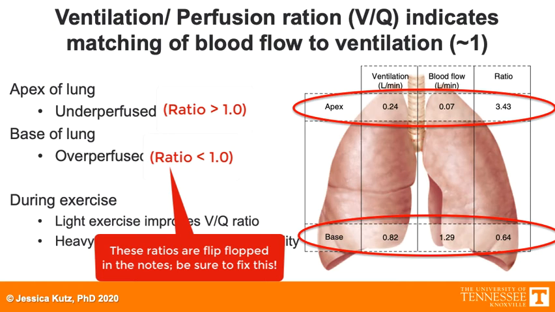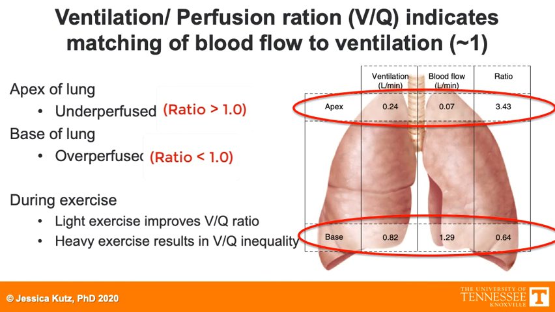whereas the base of the lung is overperfused. So if we take a look at the top of the lungs, we're looking at a ventilation of about 0.24 liters per minute and a blood flow of about 0.07 liters per minute, which gives us a ratio of 3.43. So a very large or disproportionate ventilation to perfusion ratio represents a high ventilation relative to blood flow, which is going to result in very poor gas exchange.